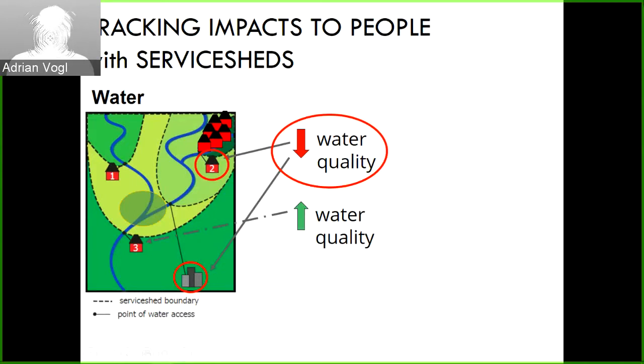And sometimes those situations are difficult because community 2, there's not much watershed to be restored, so maybe they need another solution. But the idea is by tracking service sheds, you can be more transparent about how the locations of restoration connect to the communities and the people that depend on those services.